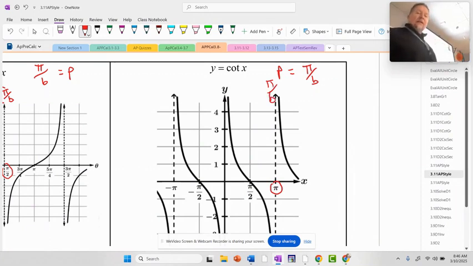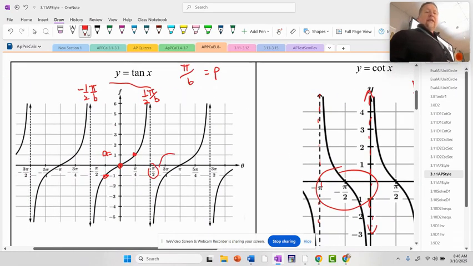Cotangent starts with an asymptote, maybe you scratch that in there, and then ends with an asymptote, and the period's done. Then you can do another period, another period. Another reason why cotangent is easier to do two periods is you just cut and paste the negatives. It's easy. Two periods for tangent is not so much.